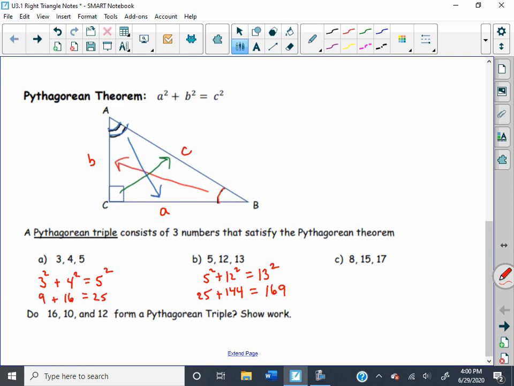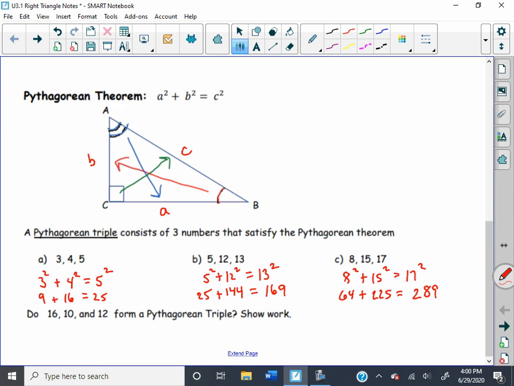And then 8, 15, 17. Again, we can do the same thing and verify it. 8 squared is 64. 15 squared is 225. And 17 squared is 289. And if we add 64 and 225, it looks like it's going to equal 289.